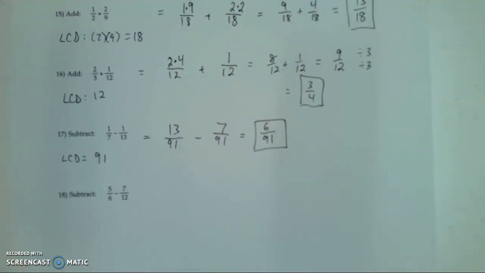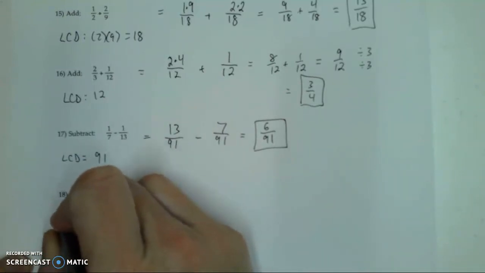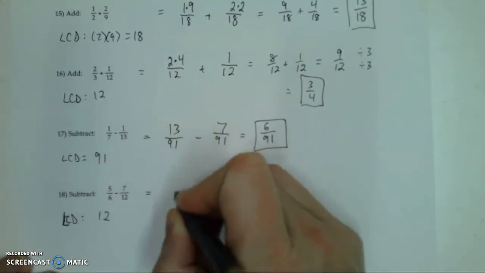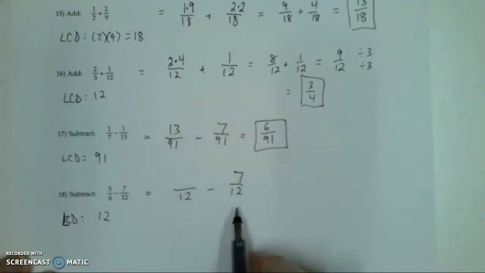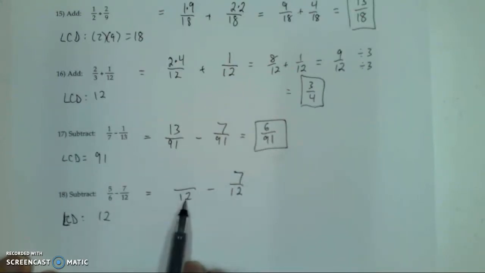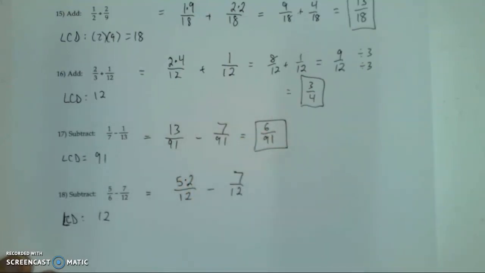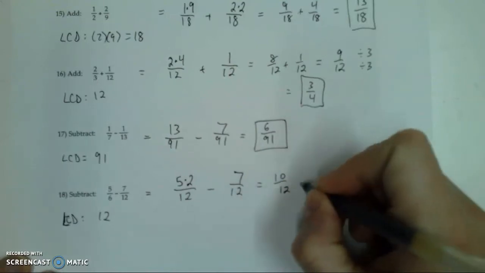Let's do one more subtraction. This time the 12, well, 6 multiplies up to 12, so my, let's just say LCD, is going to be 12. So I did not change the second denominator, so I also don't change the second numerator, but I did change the first one. 6 times 2 is 12, so since I multiplied the denominator by 2, I must do the same to the numerator, which gives me 10.